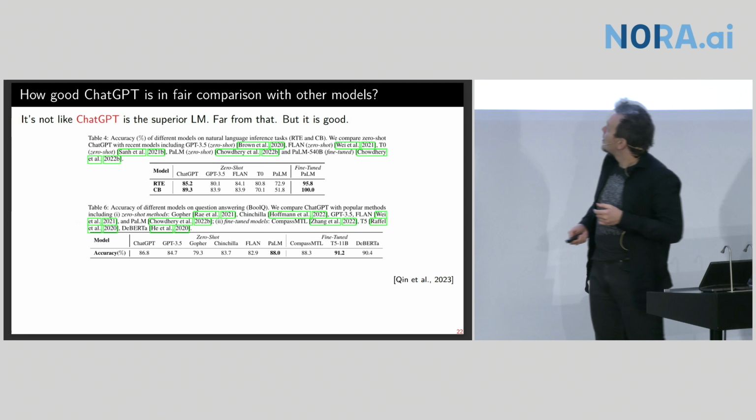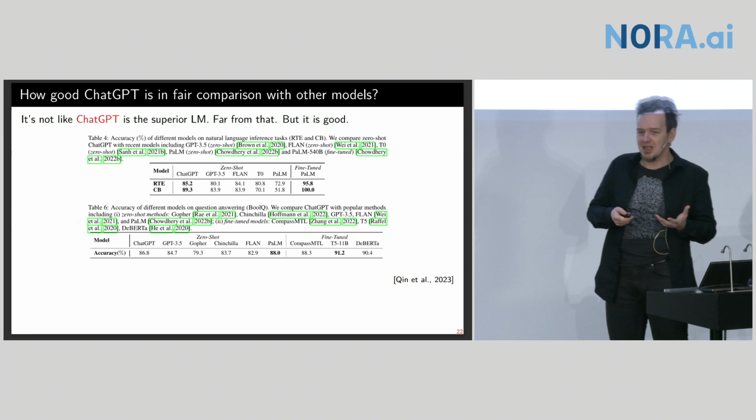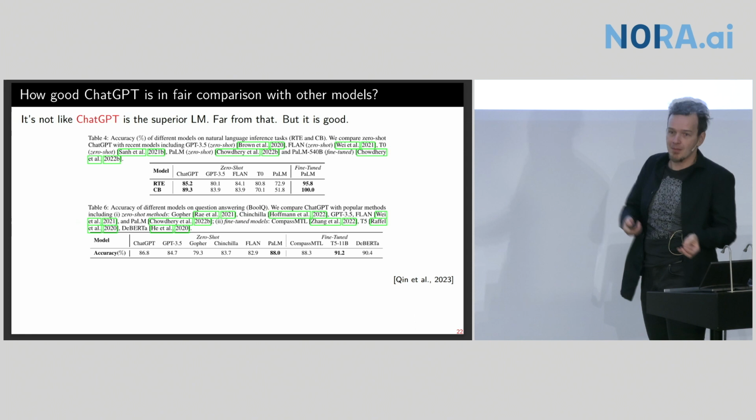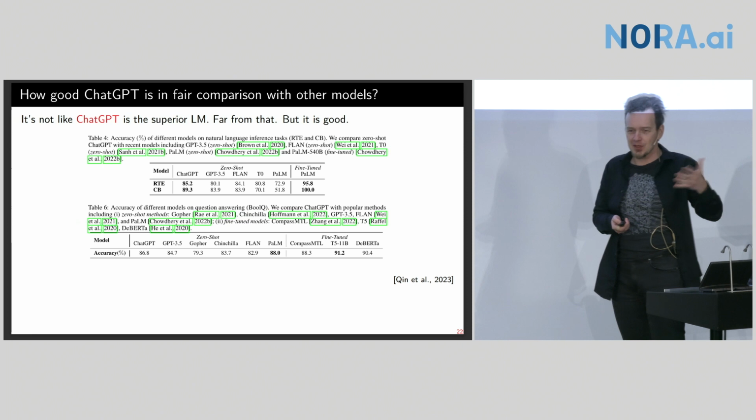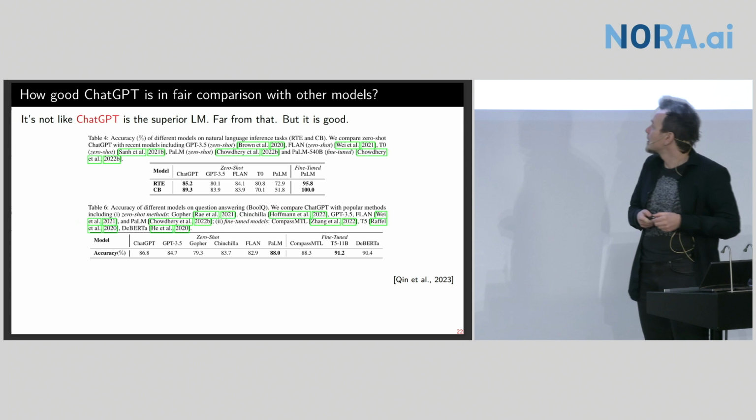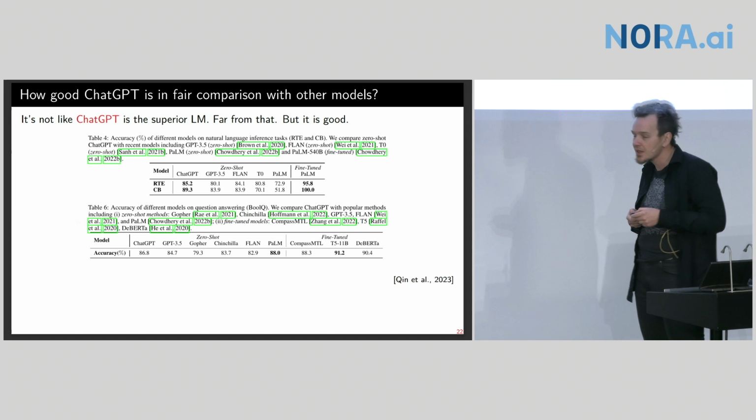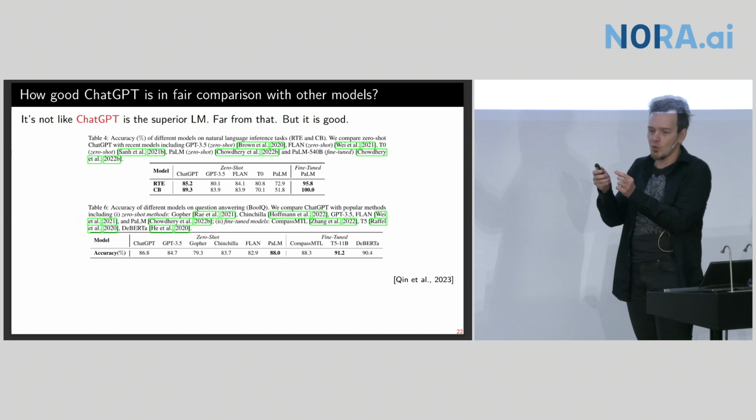Right, and if we try to properly evaluate ChatGPT, it's really not the superior language model. It is good, but it is not the best one. In the last couple of weeks, we saw the appearance of research papers which try to properly evaluate ChatGPT. And we can see that in some tasks it's better than other models, in some tasks it's worse. It is very often worse than the previous models fine-tuned on specific tasks, which is understandable.